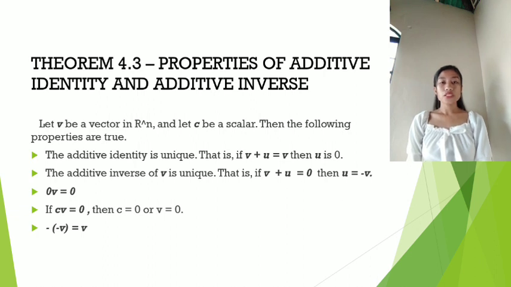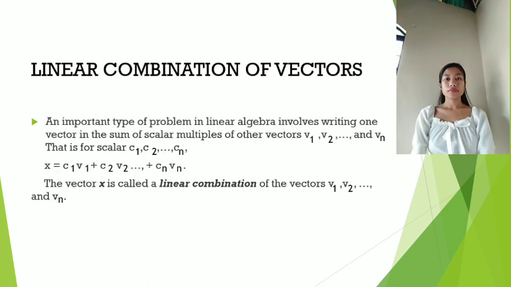Third, 0 times V is equal to 0. Number 4, if CV is equal to 0, then C is equal to 0 or V is equal to 0. Then the last one is, negative times negative V is equal to V.